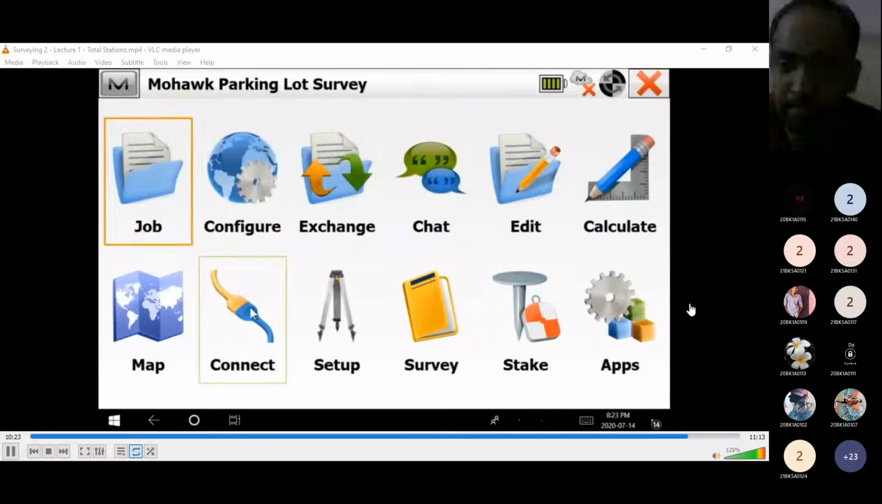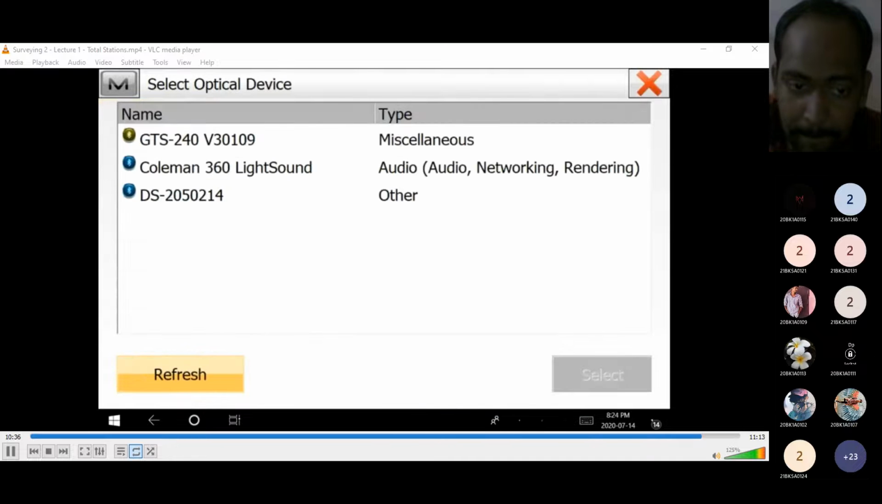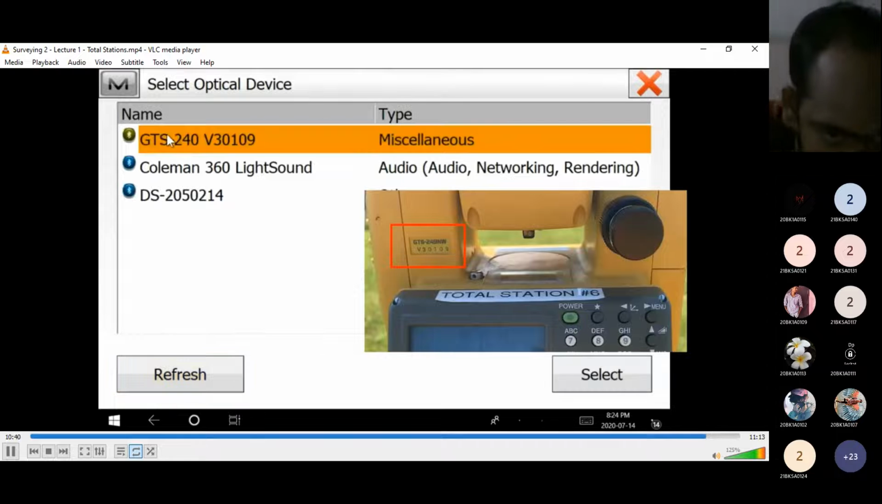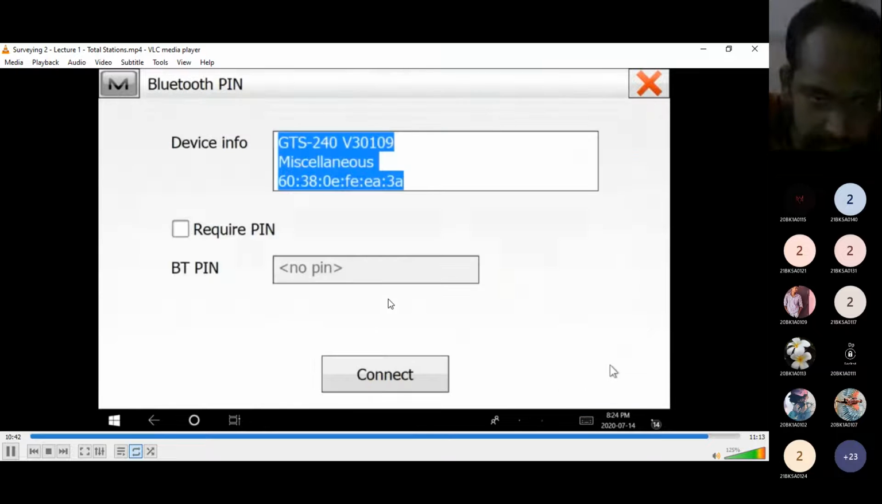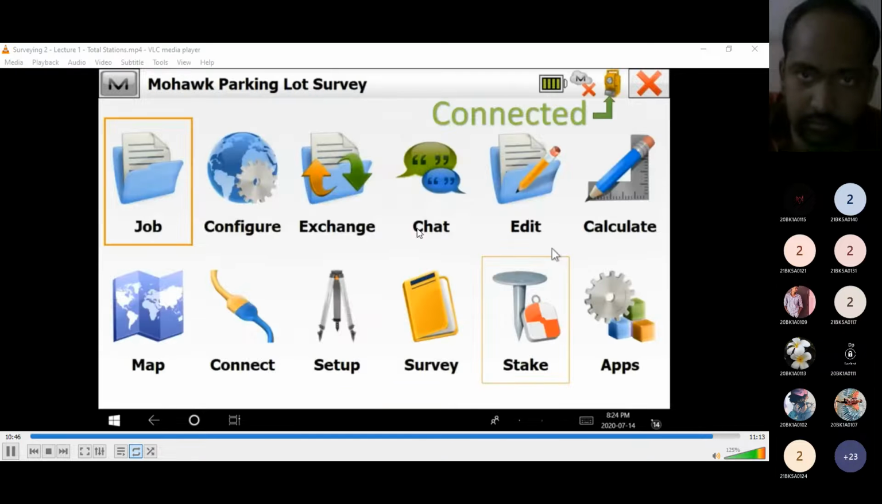Next, we'll connect to our total station. Hit Connect, and we'll make sure we choose the right hardware for our survey. Here we're connecting to a conventional total station, so we'll select Optical, choose the conventional total station, we'll hit Connect, and we'll get a screen that displays the model number of our total station. Make sure you choose the model number of your specific total station and hit Select and Connect. Now we have a new job set up and our data collector connected.